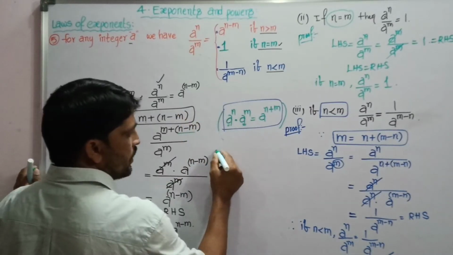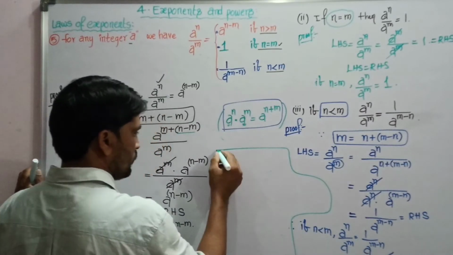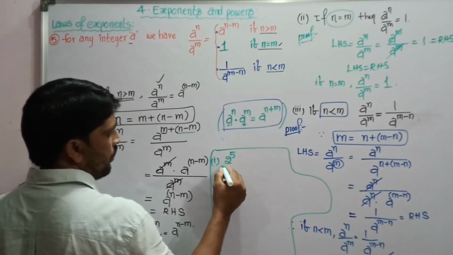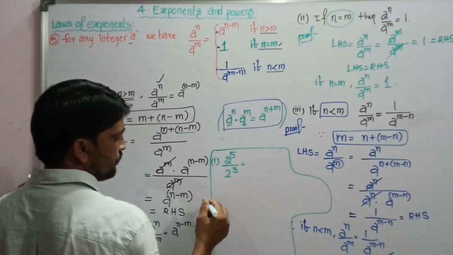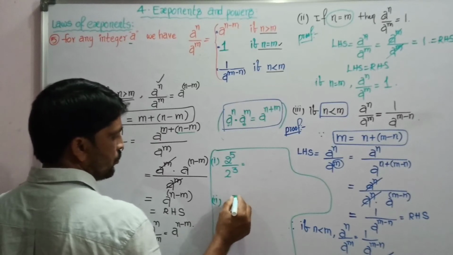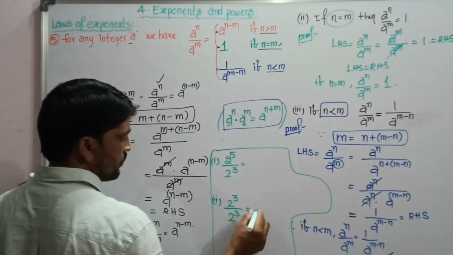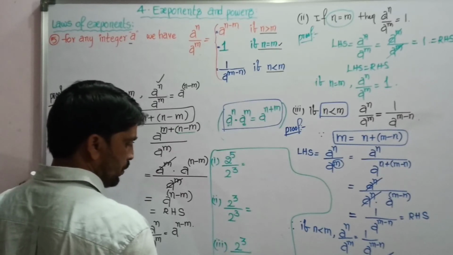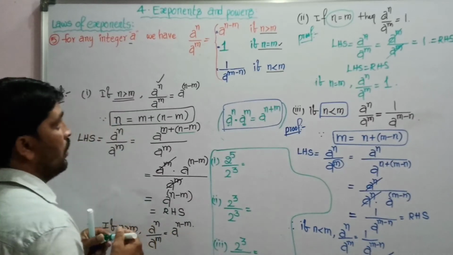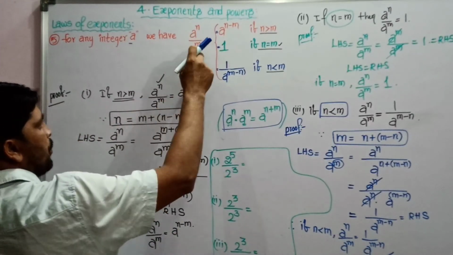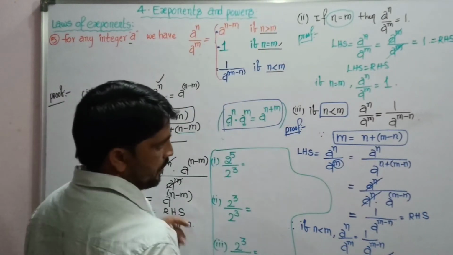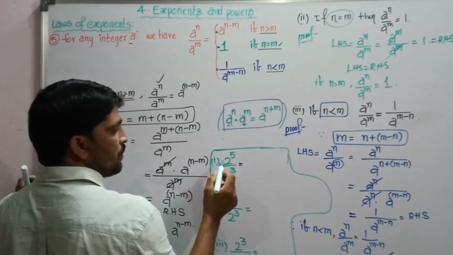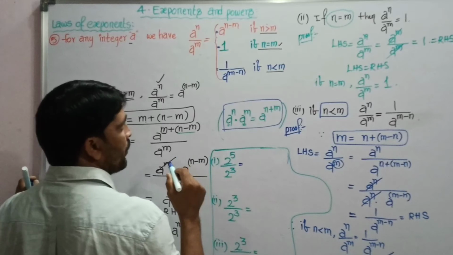Okay, let us consider examples. First one, 2 power 5 over 2 cube equals dash. Second one, 2 cube over 2 cube equals dash. Third one, 2 cube over 2 power 5 equals dash. The value of the expression a power n by a power m depends on n and m, if n is greater than m, or both are equal, or n is less than m. It is of the form a power n over a power m.